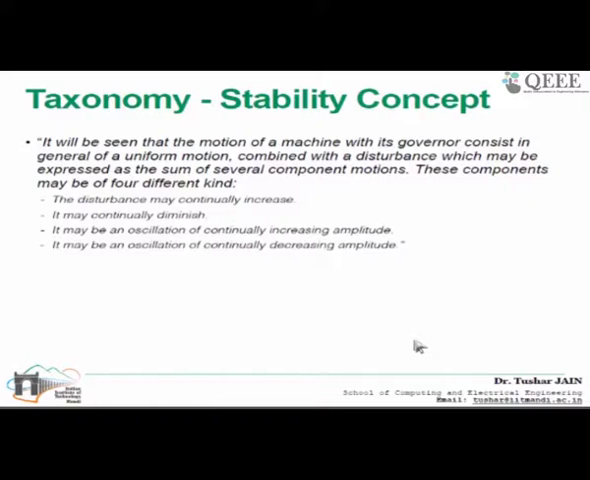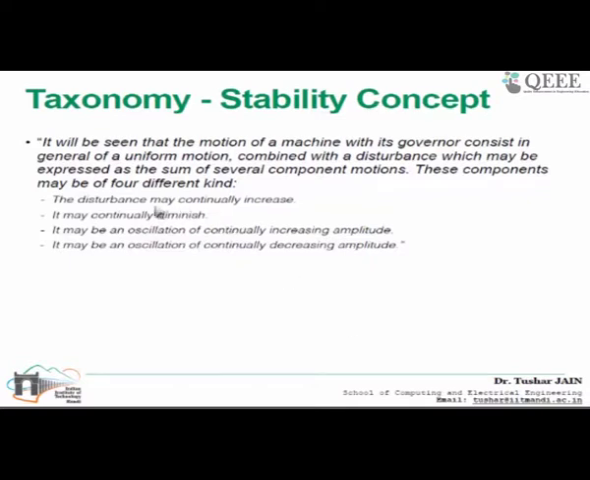So whenever a disturbance starts acting on this governor, or on the whole system, what type of responses are we going to observe? These components may be of four different kinds. The first, the disturbance may continually increase. Second, it may continually diminish. Third, it may be an oscillation of continually increasing amplitude.